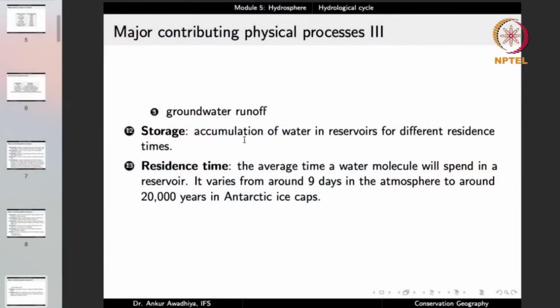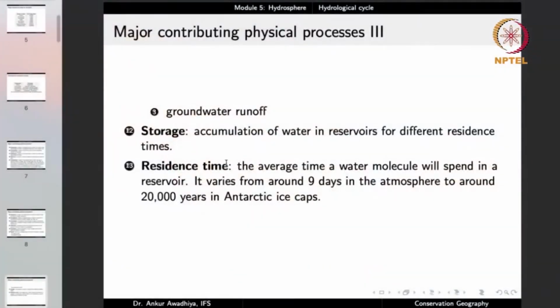Then we also have storage, which is accumulation of water in different reservoirs for different residence times, where residence time is the average time a water molecule will spend in a reservoir, which varies from around 9 days in the atmosphere to around 20,000 years in the Antarctic ice caps. So this is the average time a water molecule will spend in a reservoir.